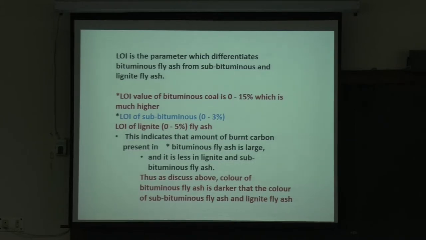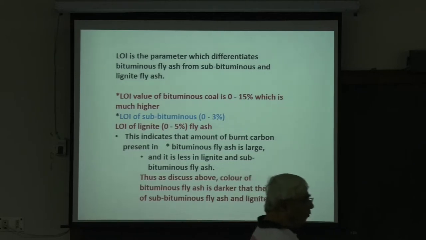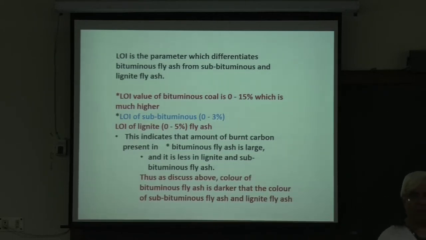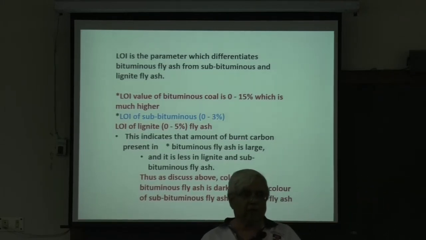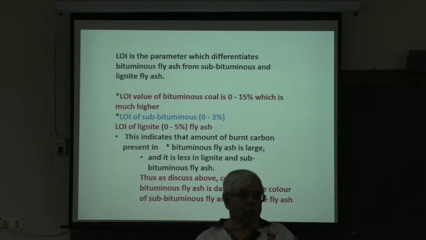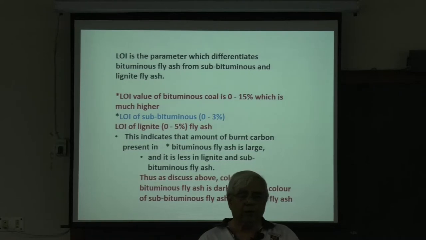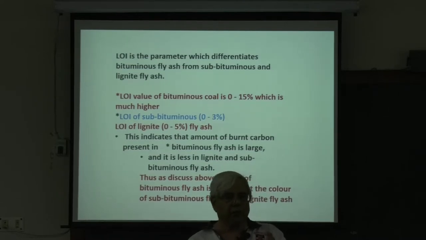Now, LOI is a parameter which differentiates bituminous fly ash from subbituminous and lignite fly ash. The loss on ignition value of bituminous fly ash is 0 to 15%, which is much higher than the LOI of subbituminous, 0 to 3, and the LOI of lignite, 0 to 5. Now, this is something which the literature said. They mean to say that 0 to 15 means the average is 7.5%. That's how publishers present their data. Some coals may have very little, so that's why, to save themselves, they give a range.